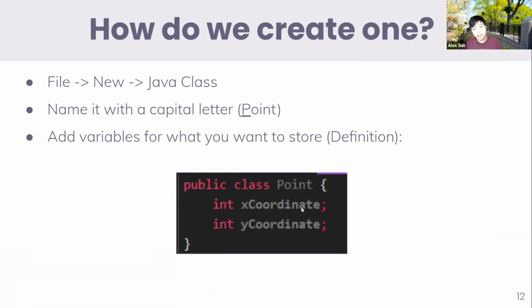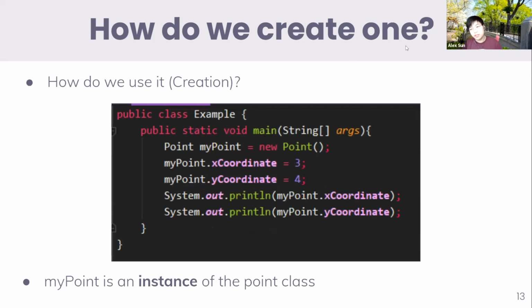There's an x coordinate and a y coordinate. That's very simple, right? This is nothing too hard, right? You guys got this. This is like nothing new. So at the very basic level, this is what a class is. Now, how do we use it, right?